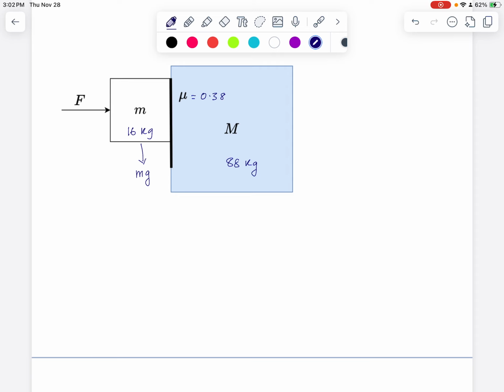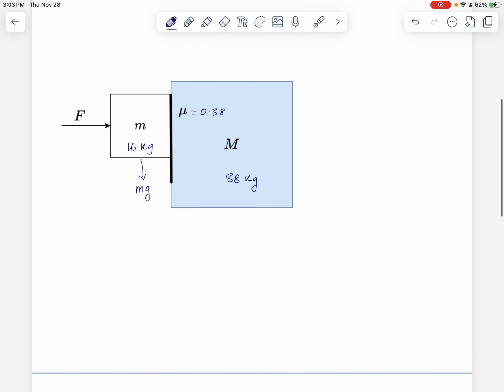So here we have a two block system in which this mass is being pressed against this mass. There is friction between the surface that separates these two masses, and these are being pushed along by a force. So the question is, what is the magnitude of the force that prevents this mass from sliding down?